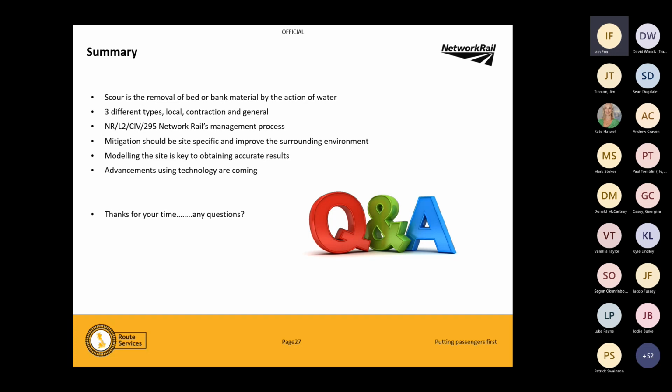The mitigation should be site specific and it should look to improve the environment. It should look to improve water quality. It should look to improve the ecology. It should look to improve the area if we can. The modelling is key, because if we don't get the modelling right, then we're not going to get the protection measure right, and it means that bridge could possibly still be at risk. And the advancements, they're very exciting, and they are coming along, but it is going to take some time.